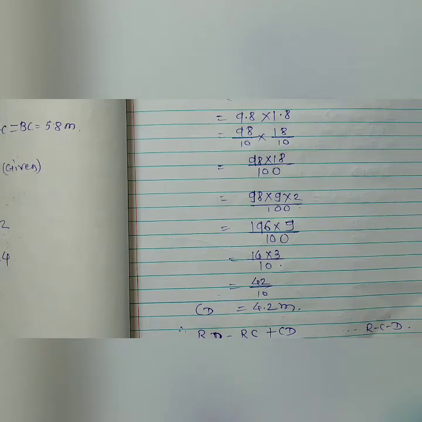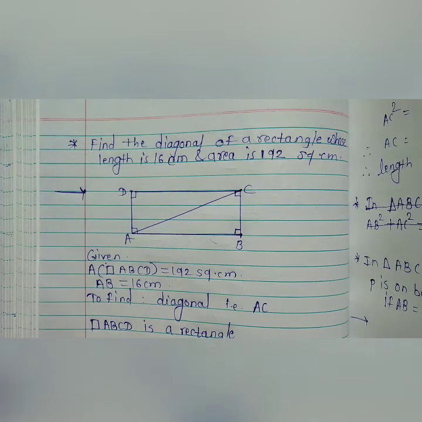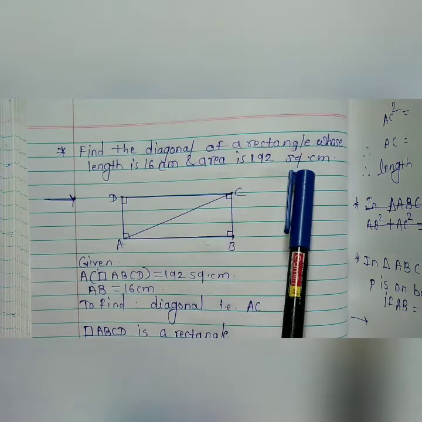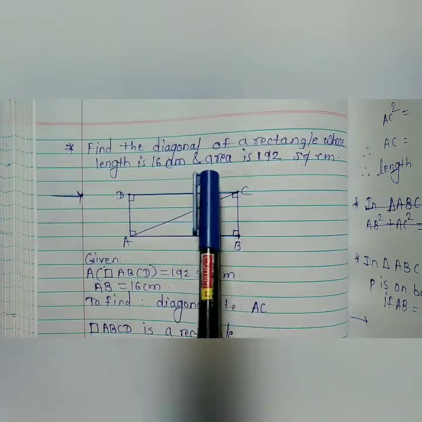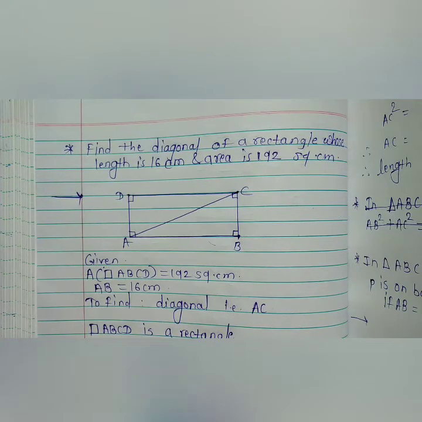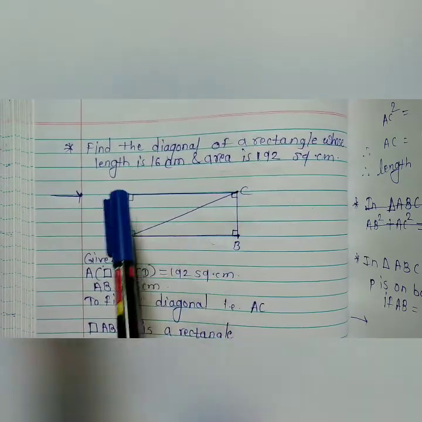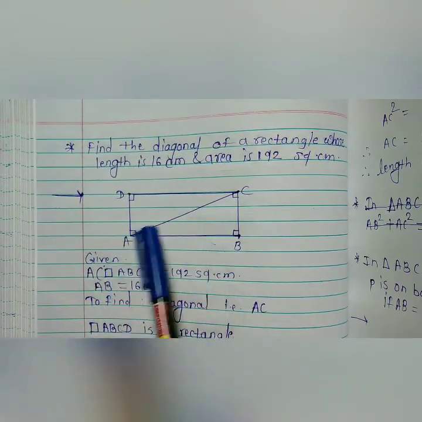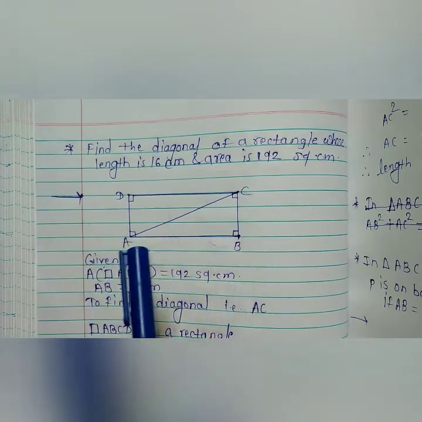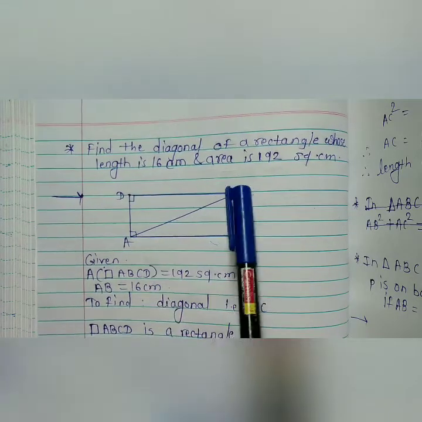Okay, now the next example. Find the diagonal of a rectangle whose length is 16 centimeter and area is 192 square centimeter. First, draw the figure of the rectangle and note the given. Here the length of the rectangle is given as 16 centimeter, the area is also given, and we have to find the value of the diagonal. This is the figure of rectangle ABCD. Here AC is the diagonal. To find the value of AC means to find the value of the diagonal.